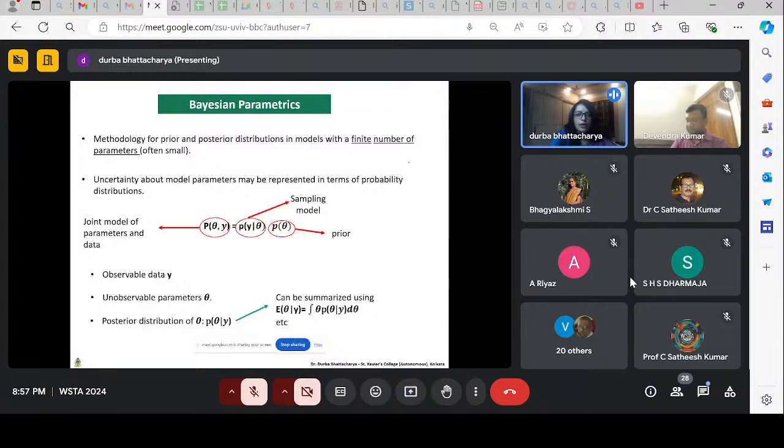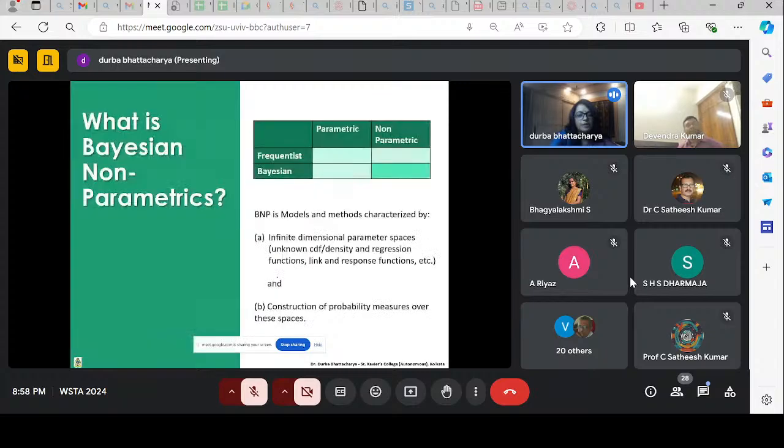So in Bayesian parametrics, we start by jointly modeling the parameter and the data. We augment the sampling model, that is our likelihood, using the prior, and we derive a posterior distribution for theta. Now, there are different ways of summarizing the posterior. It's very widely used. Now, what is Bayesian nonparametrics?